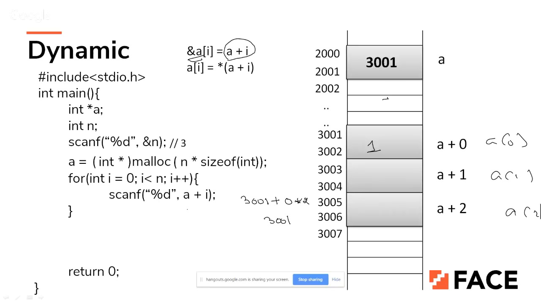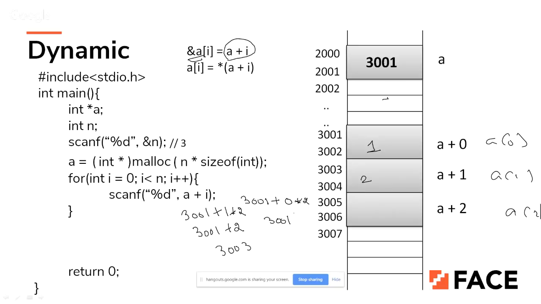A plus I. What is the value of A? The value of A is 3001 plus, what is the value of I? The I value is 1 into 2. This is how pointer arithmetic works, where I am incrementing the pointer. 3001 plus 1 into 2 becomes 3003. The second input value which you are going to give will be stored in the address 3003.